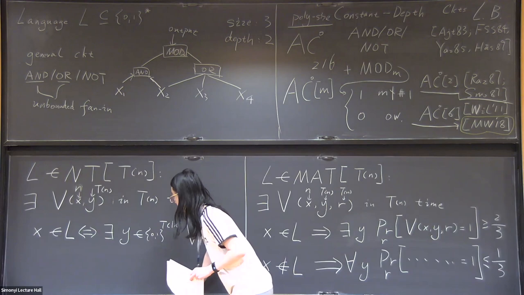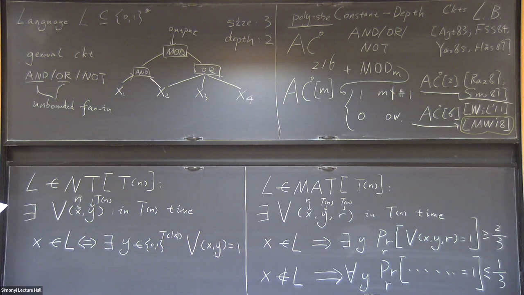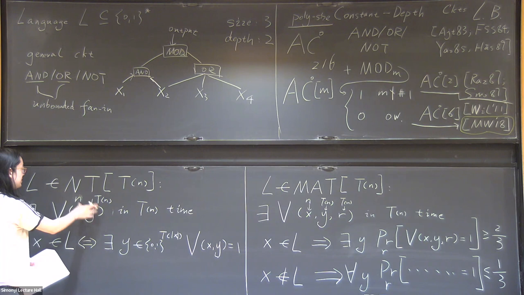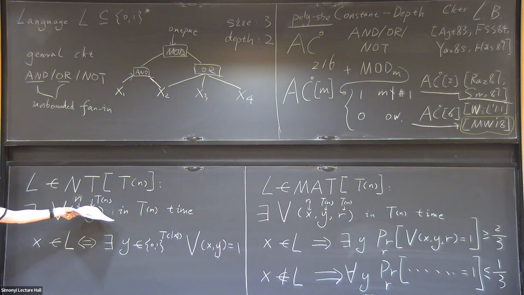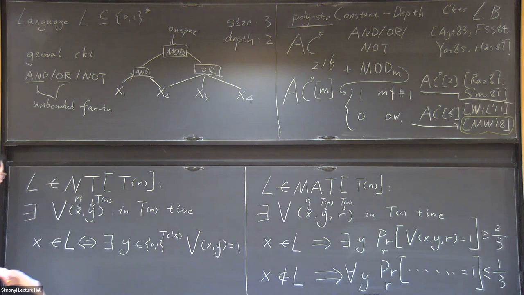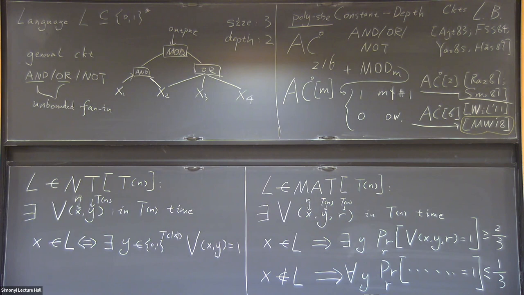So to explain Williams and Murray and Williams' result in more detail, I want to define two classes. By NT here, T is short for time, so it means non-deterministic time. When I say a language L is in non-deterministic T of N time, I mean that there exists a verifier V which takes N bit inputs and a T of N bit witness, and it runs in T of N time, such that X is in L if and only if there exists a witness Y such that V accepts X and Y. This is the definition of non-deterministic T of N time.